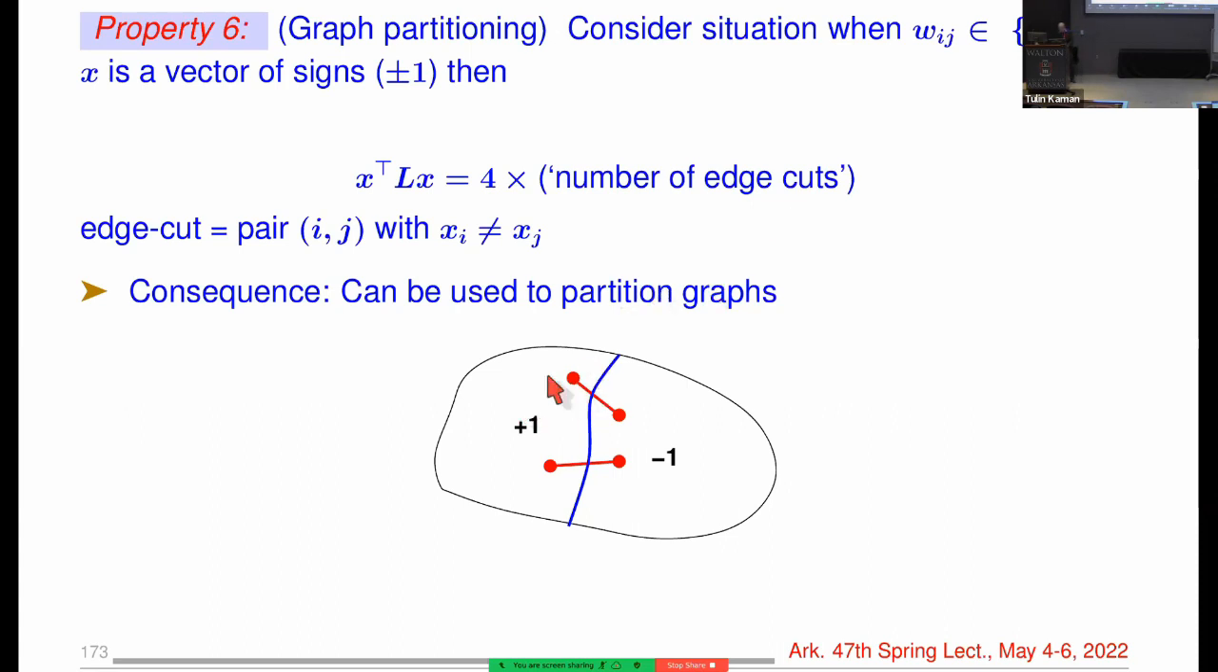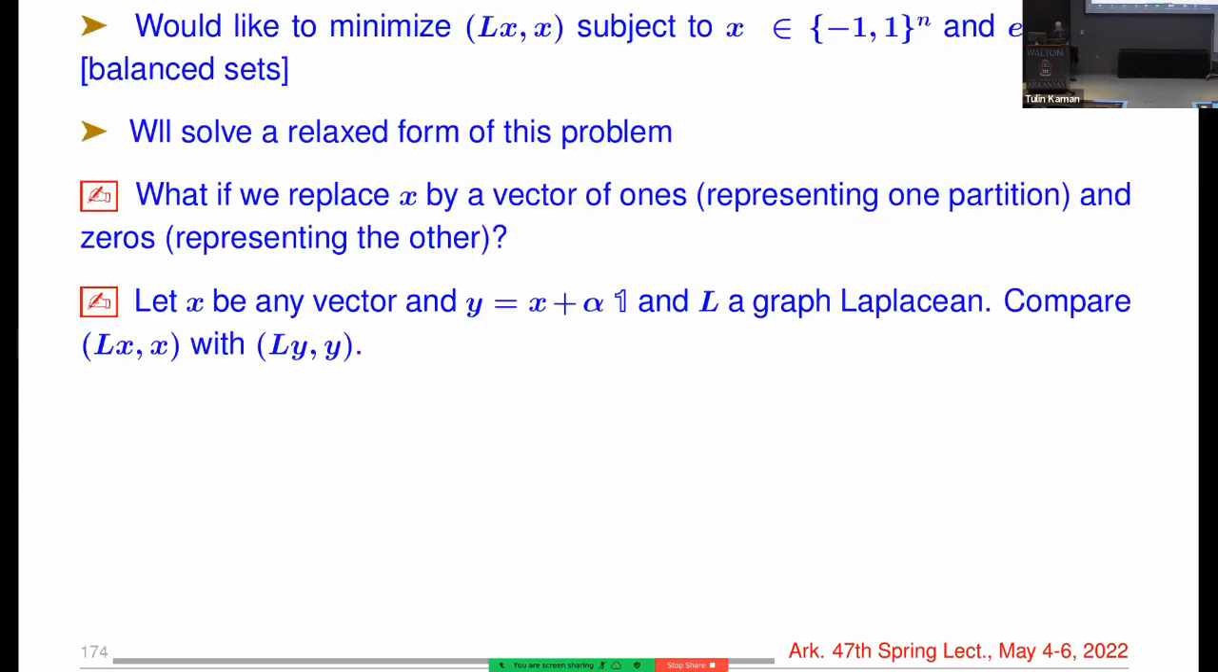So if you take two nodes that are on the same side, Xi minus Xj would be 0, so it doesn't come into your account. But if one of them is on one side and the other on the other side, then Xi minus Xj would become 2, and then you square that and you get 4 in the end. That's exactly this result here. Okay, that's useful for graph partitioning.